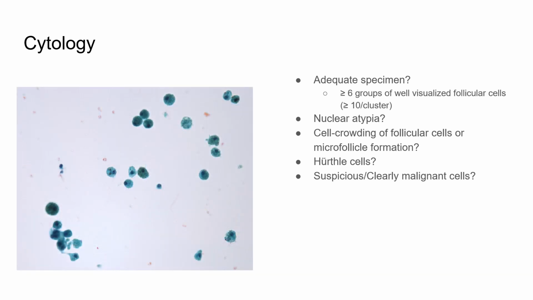So the first question would be, is it an adequate specimen, which they define as greater than or equal to 6 groups of well-visualized follicular cells with greater than or equal to 10 per cluster. And you can see this here, there's really not much in cellularity here. This is likely from a cystic structure. This would be one that would be an inadequate specimen and would need an additional fine needle aspiration.